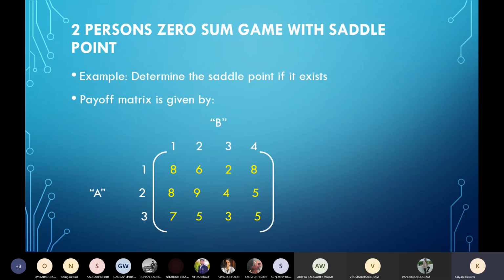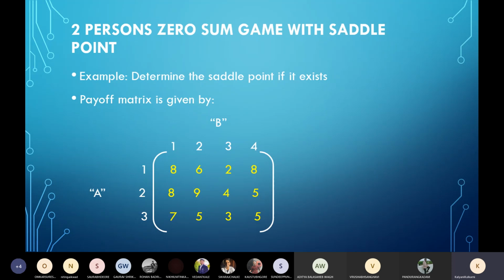And we had also seen the concept of saddle point. We will quickly revise what a saddle point is, and then we'll move ahead with two methods today. One is the algebraic method of solving a given game of any order, and the other is the dominance principle. So these two methods we are going to cover. Before that, what is the meaning of saddle point? A quick revision for all of you.